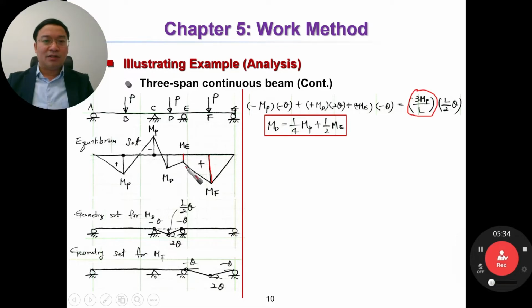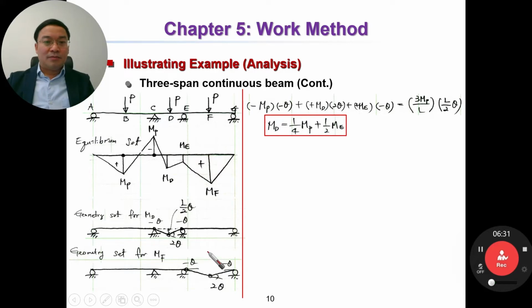Okay, so we have external work. External work equal to P multiplied by this distance. This one equal to 1.5 L theta, divided by 2. Okay, divide by 2. Because you remember that this length is 1.5 L. Is this right? Then half of that theta. Then it is the distance. Okay, that is external work.